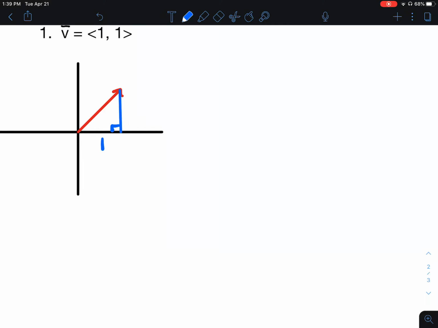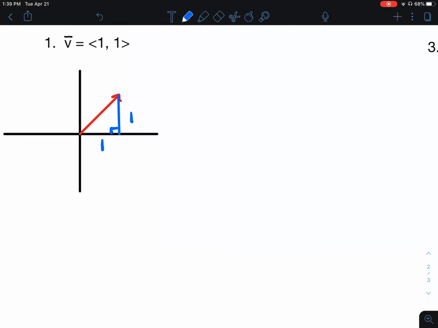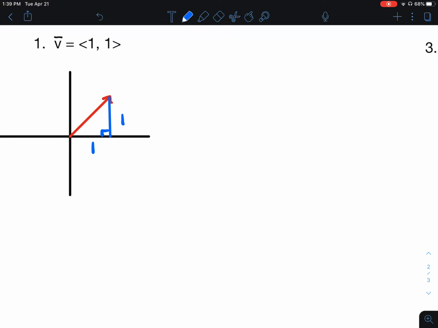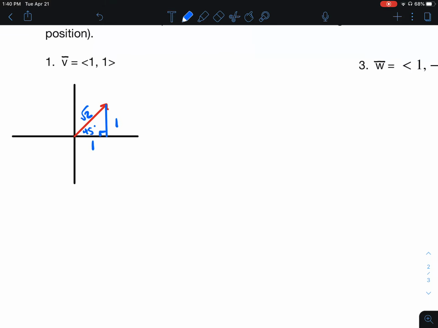If we went to the right one and up one, hopefully you recognize this is a special right triangle. It's a 45, 45, 90. And if you recognize it's a 45, 45, 90, the leg is 1 and the hypotenuse is square root of 2. So this problem is over before it even begins. The magnitude of vector v is the square root of 2.